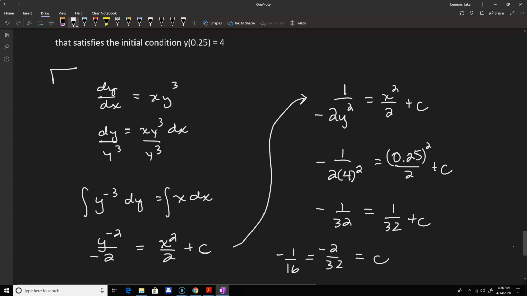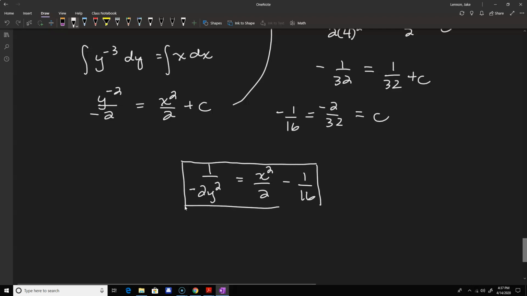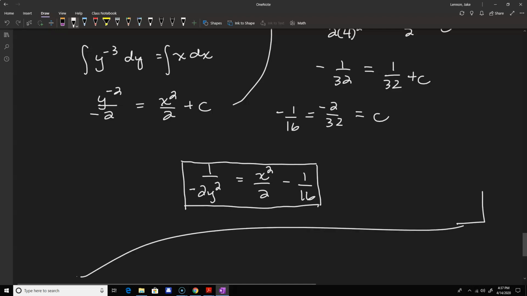So for this differential equation, our solution is going to be that -1 over 2y squared equals x squared over 2, with my answer replacing c of -1 over 16. So this would be the answer for that separable differential equation. So again, watch those negatives. They're always easy to forget about. So let's go ahead and move on to the next one.